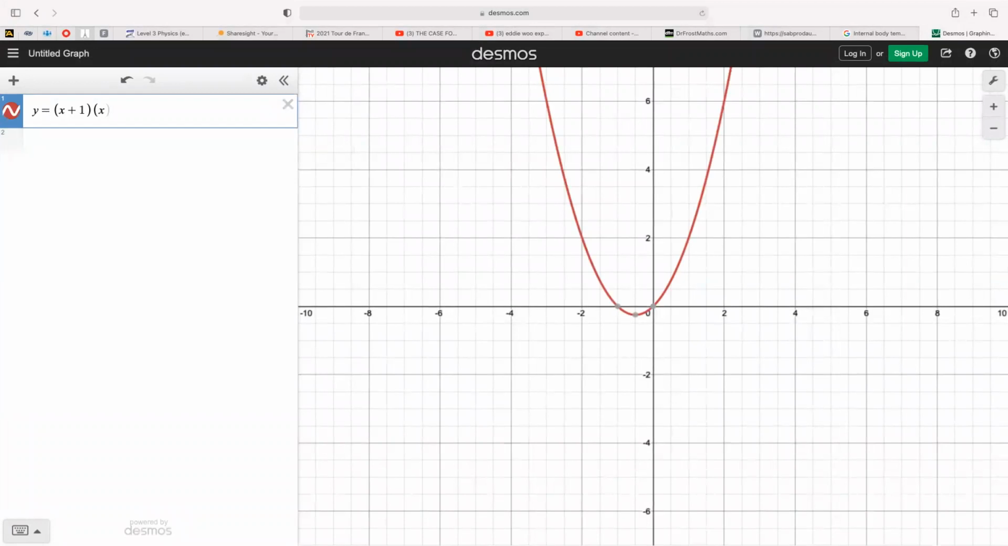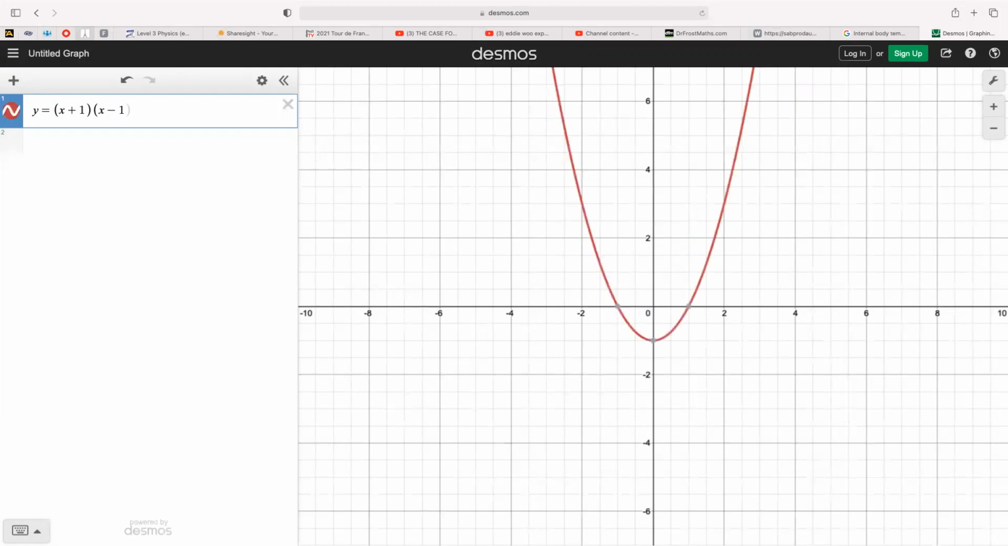And we'll go x minus 1. Oh, that's not what we want. X. What's happening there? Okay, that's misbehaving. Now it's better. X minus 1. And that's a parabola now, right?